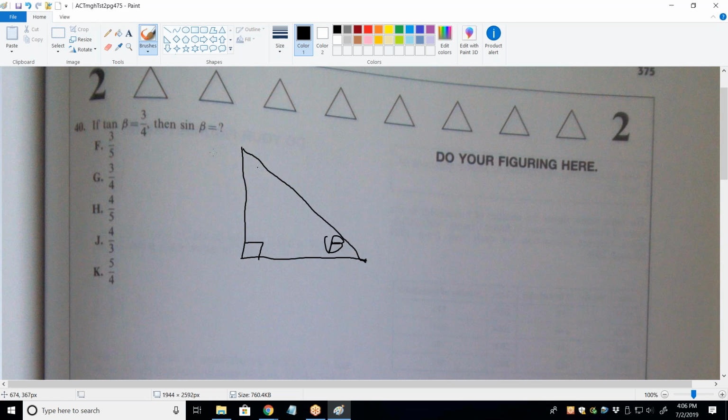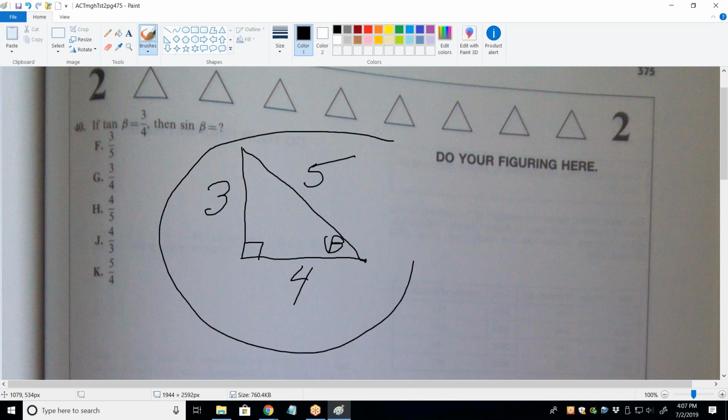And now what you do is you start dimensioning based on the information you have. Now you apply the Pythagorean theorem. And now what's the sine of B? So that is 3 over 5. Now, there are other ways to do this, especially since you have a calculator. You could take the inverse tan of 3/4, and then take the sine of that angle, and you'll get a number that's maybe not exactly 3/5, but like 0.5999. There are other ways to do this problem as long as they let you use your calculator, but this is the way to do this problem 100% of the time.